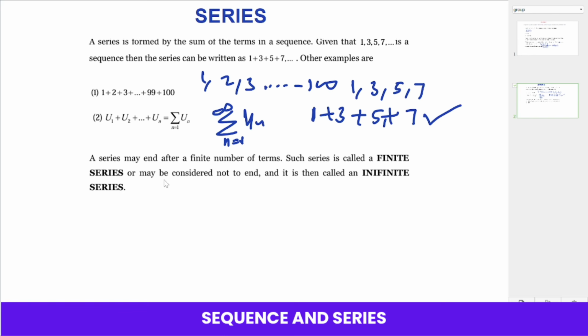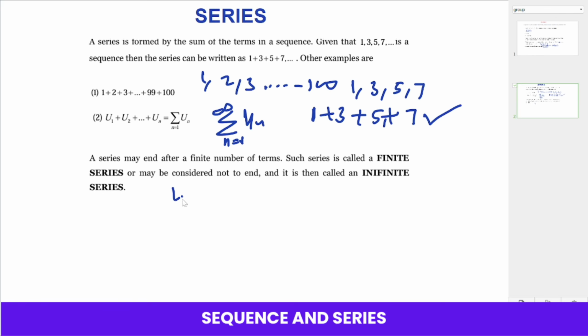So we are saying that a series may end after a finite number of terms. Such a series is called a finite series. Or it may be considered not to end. That means that the series doesn't have an end, and this is called an infinite series. An example of a specific infinite series is the counting numbers 1, 2, 3, 4, 5 up to infinity.